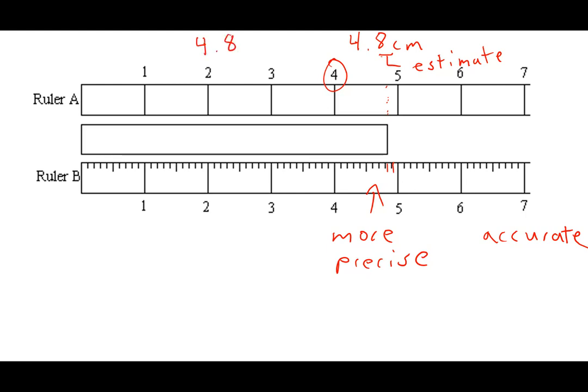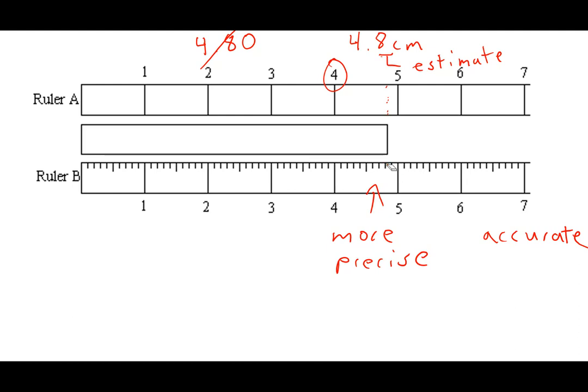I can't say that it's 4.80 because that would mean that I would have markings to tell me that it's in between 4.8 and 4.9. I don't have those markings. I only have 4 and 5, and my estimate is going to be in between 4 and 5. Therefore, I can estimate 4.8 and not 4.80.